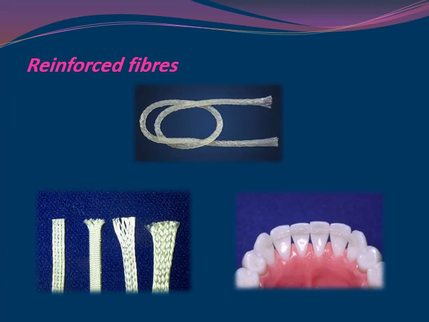The principle of the reinforced fiber retainer is the same as that of the multi-strand retainer. What is the difference? The multi-strand retainer consists of a group of stainless steel wires, which are highly flexible and consolidate with each other, forming a braid of stainless steel. But here, the reinforced fiber retainer is a group of plastic fibers braided together, forming a plastic strip. Both of them are bonded to the palatal or lingual aspect of the anterior teeth, with the same principles.